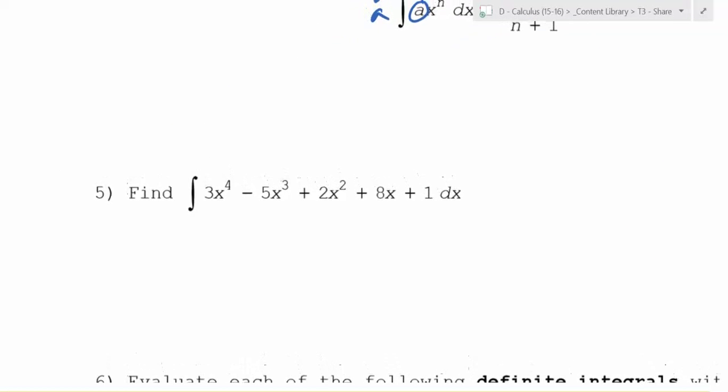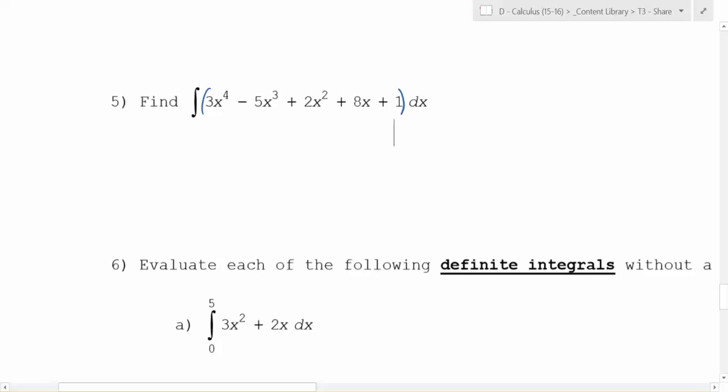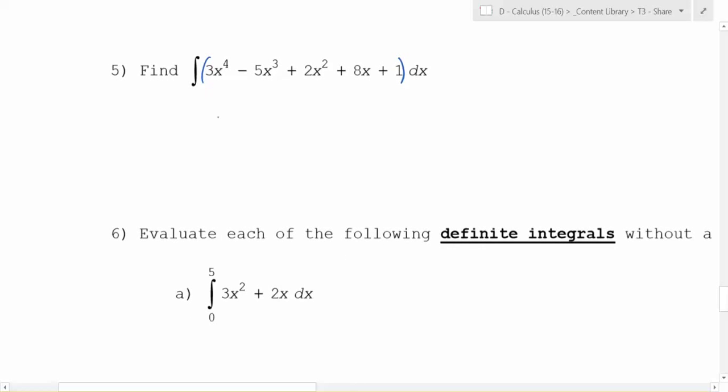So try this one by yourself right here. Try this one, everybody. No, just each piece. You do each piece. So what's this one going to be? x to the 5th over what? Are you sure? It better be 3x to the 5th over 5, right? Okay, got it. Minus what?